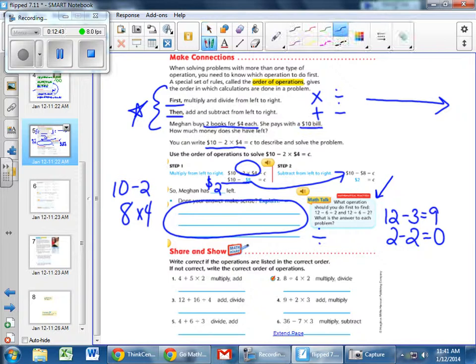So let's look at number 1. It says 4 plus 5 times 2. It wants you to multiply first and then add. Is that correct according to the order of operations? Are we going to multiply first and then add? Yes. So all you have to do is write correct on the line.